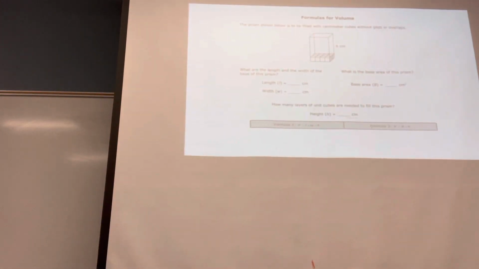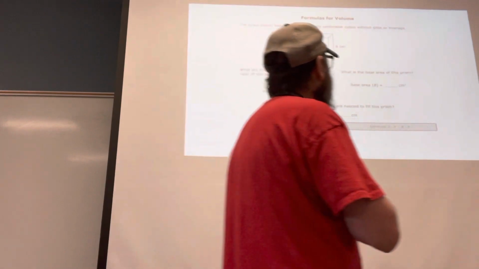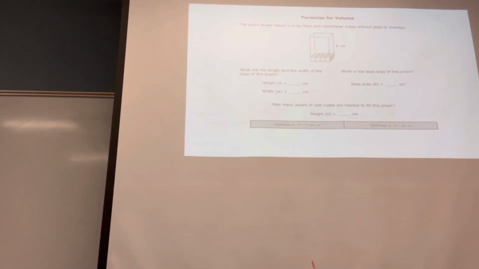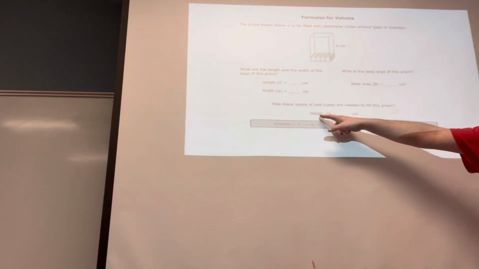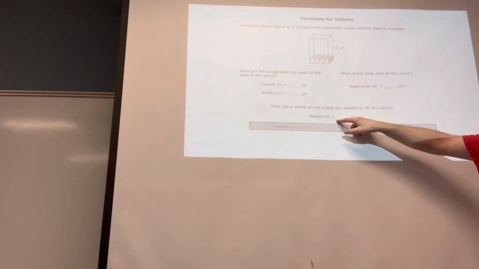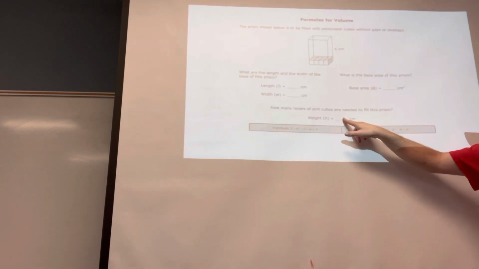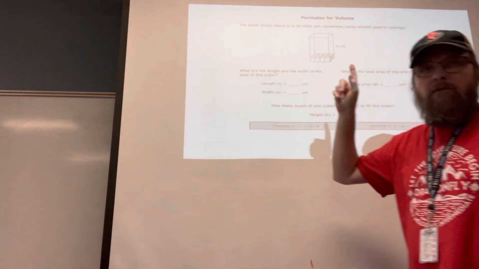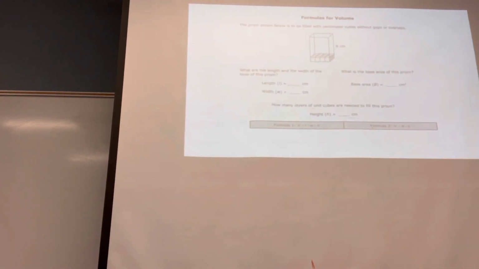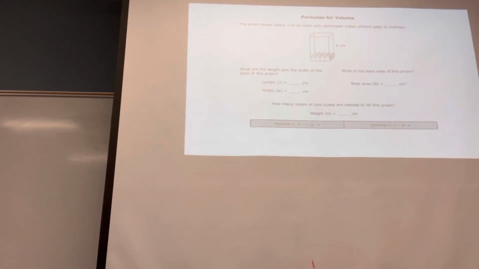Davis. 72. How did you know? I know you're supposed to times length times width first, which would equal 12, and then 12 times 6, which is the height. Okay. 72. Length plus 4 plus 3 equals 7, and 12 times 7 equals. We're not adding. Length times width times height. So here it should say the height, because it needs 6 layers, is the question. 72 total cubes, but the question asks how many layers? And we can look at the height on the side and see that it's 6.